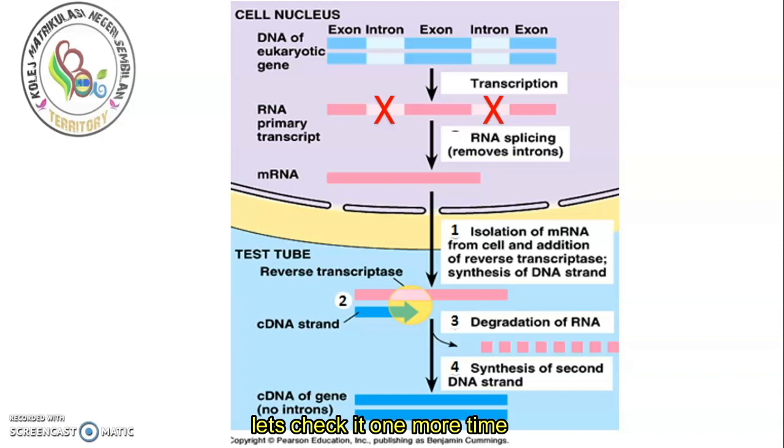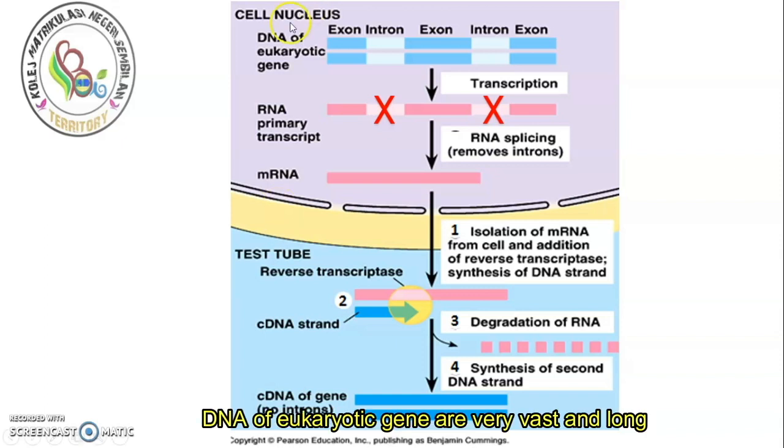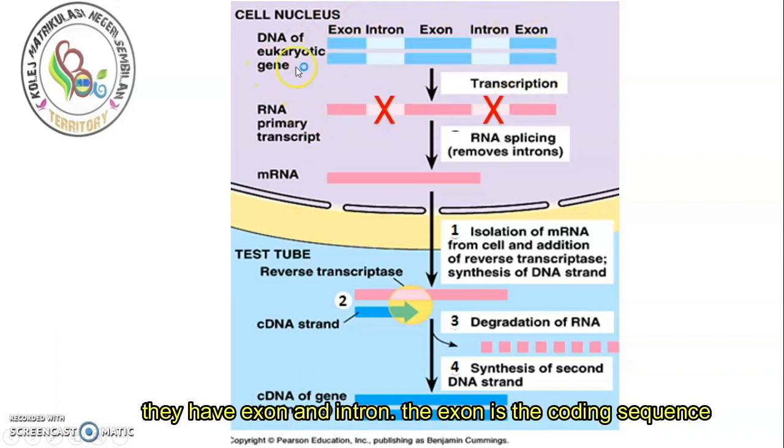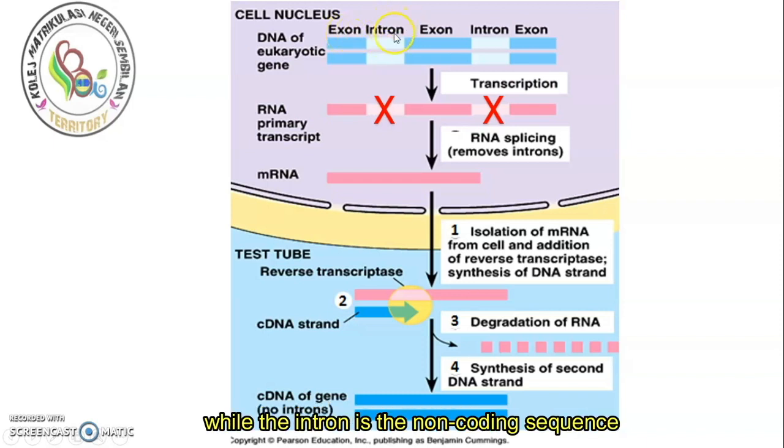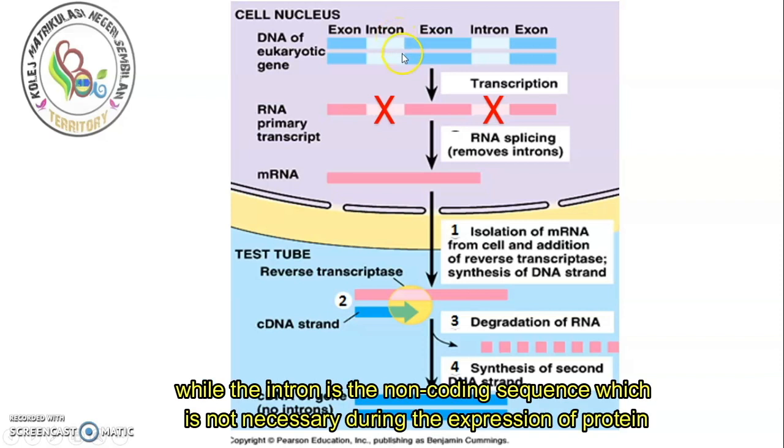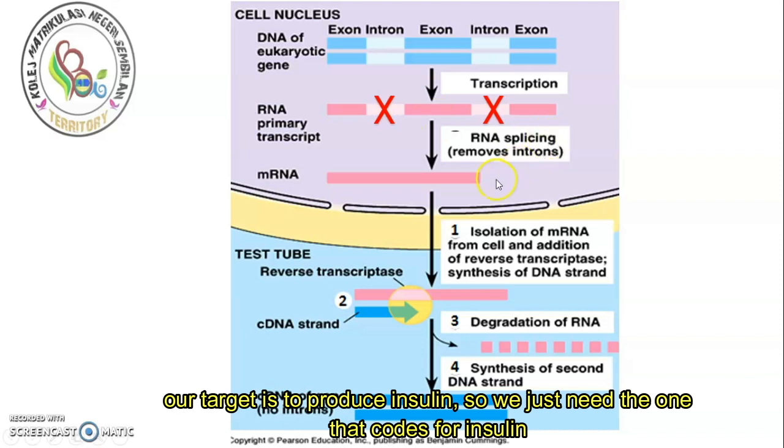Let's check it one more time. DNA of eukaryotic genes are vast and very long. They have exons and introns. The exon is the coding sequence, while the intron is the non-coding sequence, which is not necessary during the expression of protein. Our target is to produce insulin, so we just need the one that codes for the insulin.